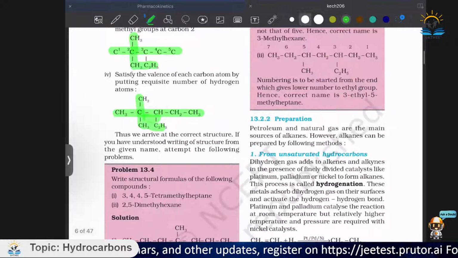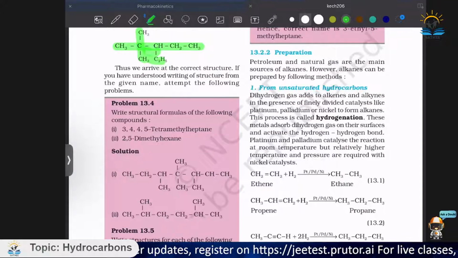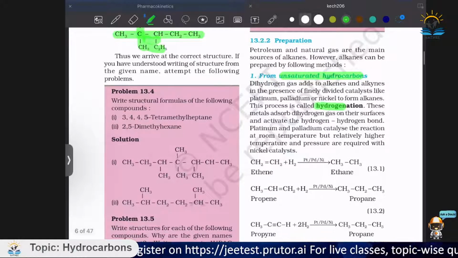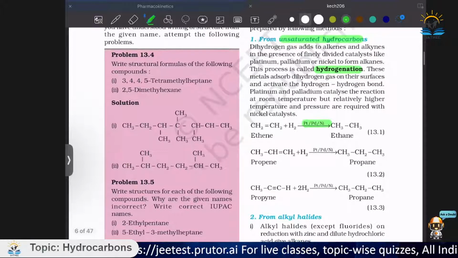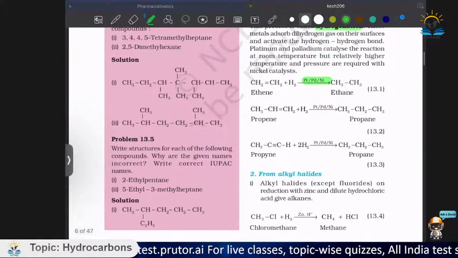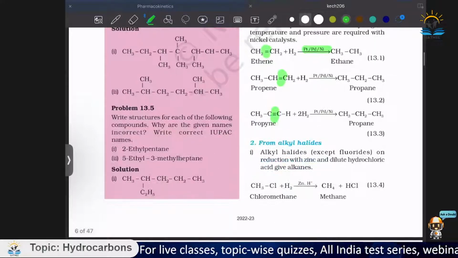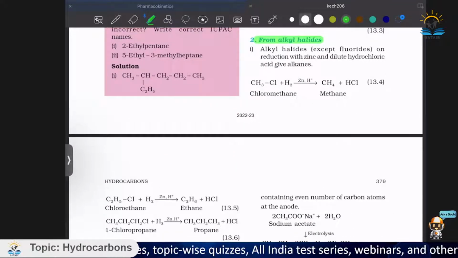Then comes the main part which you have to mug up. Yeah, you have to mug up this: preparation of alkanes from unsaturated hydrocarbons. The process is known as hydrogenation. Catalysts are platinum, palladium, nickel. So yeah, all the double bonds will be consumed. Even if it is an alkyne or an alkene, all the multiple bonds will be converted to single bonds. Next is from alkyl halides, except fluorides.